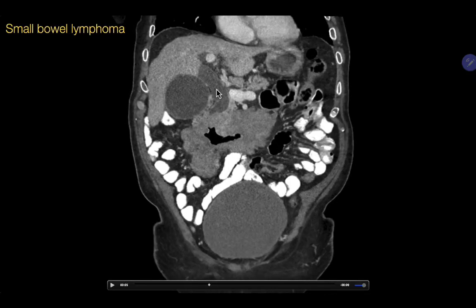where you can see rapid tapering of the distal common bile duct here with a bulky soft tissue mass involving the junction of the second through third portion of the duodenum and also some extension of soft tissue into the mesentery.